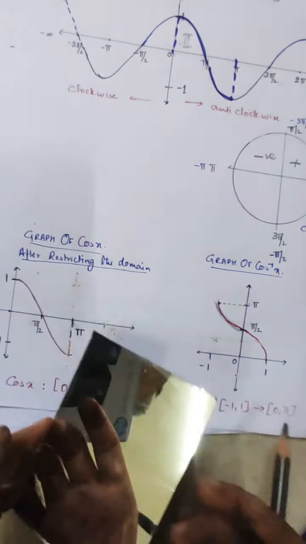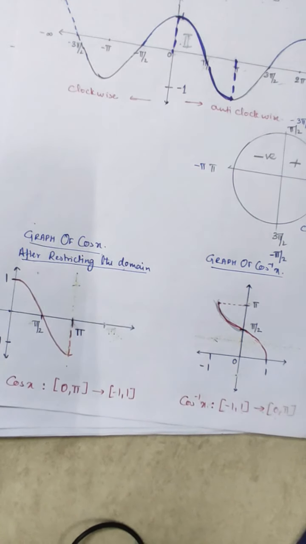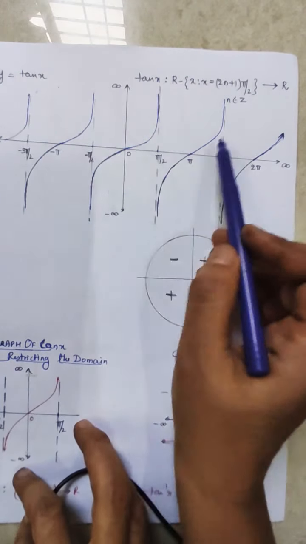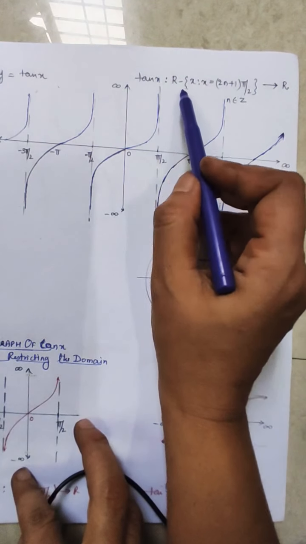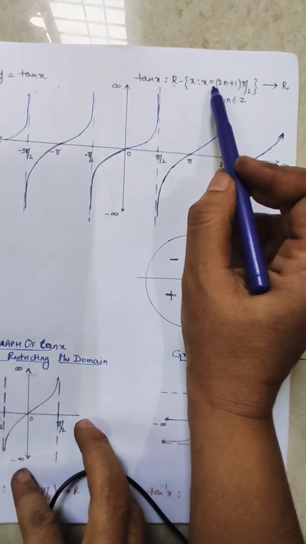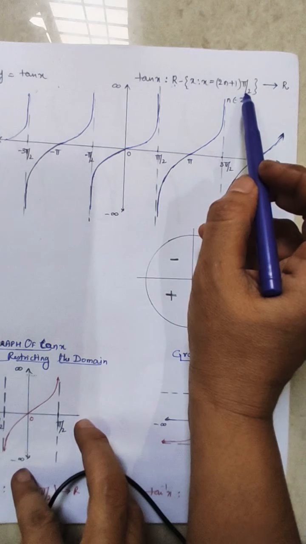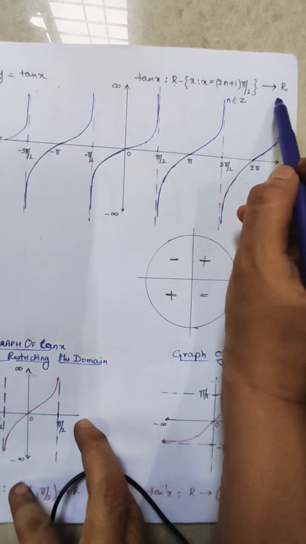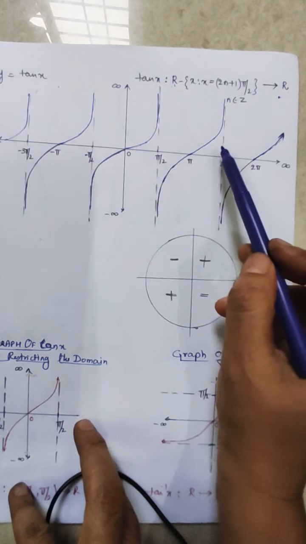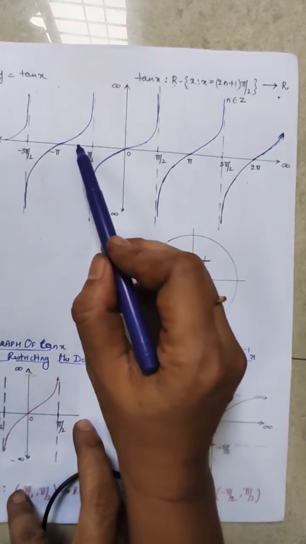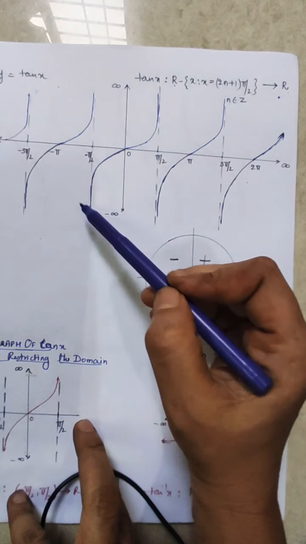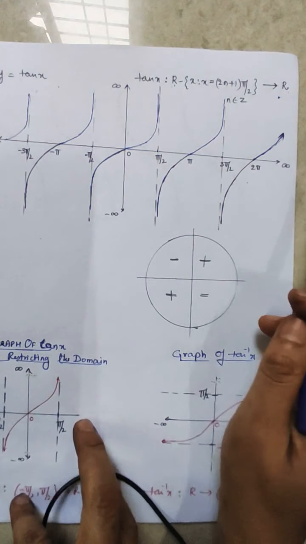Now let's see the graphical representation of the tan function. Now y equal to tan x, the graphical representation is this one. Tan x has the domain R minus all the odd multiples of pi by 2, and the range will be all real numbers. Now you see the graphical representation of tan is this one. The curve above the x-axis is the positive region and the curve below the x-axis is the negative region.